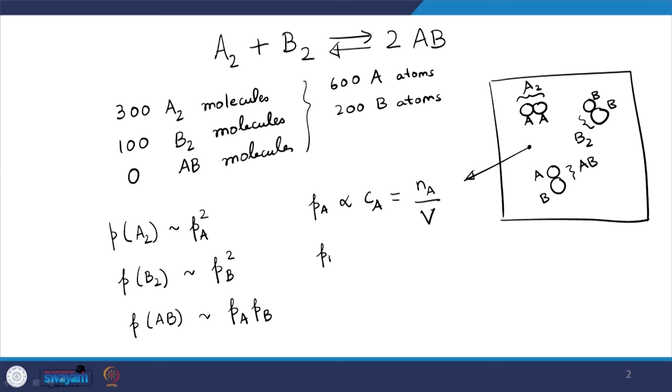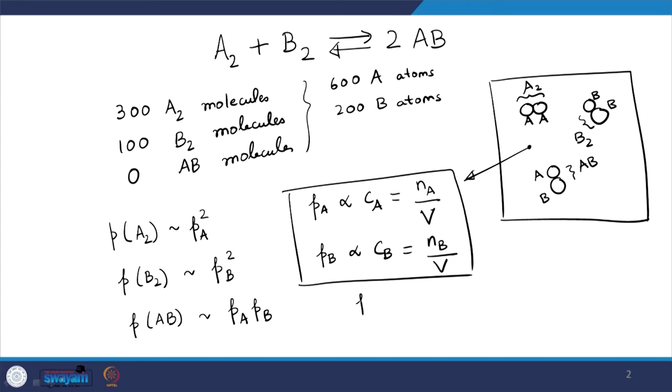Similarly, PB is proportional to CB, that is NB by V, and what this gives me is that my probability of forming A2, that should be proportional to the concentration of A2, should be going like PA squared, which is proportional to CA squared.